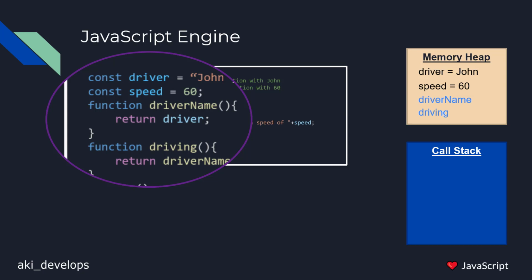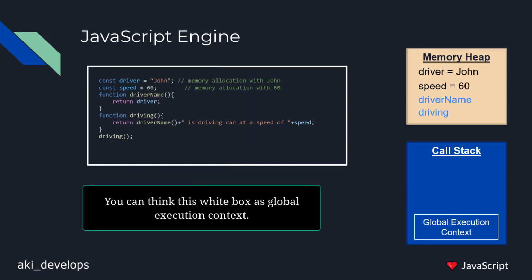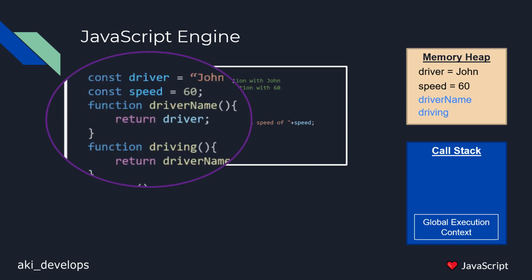Then the code execution starts. The first thing it adds in call stack is the global execution context. Global execution context is what wraps all this code together inside it. From that global context, we call this driving function. Now it will add this driving into the call stack. Now we call driver name function. So it will add driver name in the call stack.